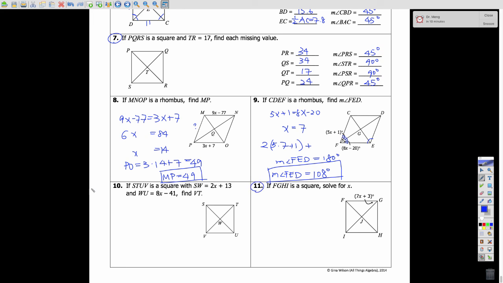So I will leave 10 and 11 for yourself to do, but I'll share the answers here. VT is 62, and for number 11, x equals 6.